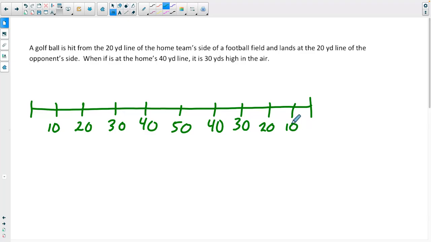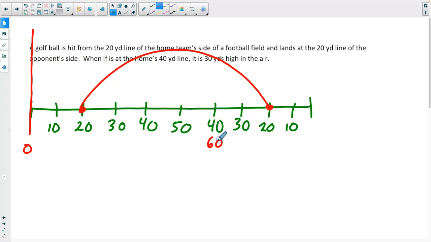All right, so that's what we got. So it says a golf ball is hit from the 20-yard line of the home team side of a football field and lands at the 20-yard line of the opponent side. So I'm just going to make this the home side. Okay, so I hit the ball from here, and it goes all the way over to there. Now, in terms of a grid, that doesn't make any sense because our grid does continue counting forward. So if I make this 0, and I count along this, when I get to 50, I change that. This is 60, this is 70, this is 80. So the number that we're going to use for our factor is actually 80.